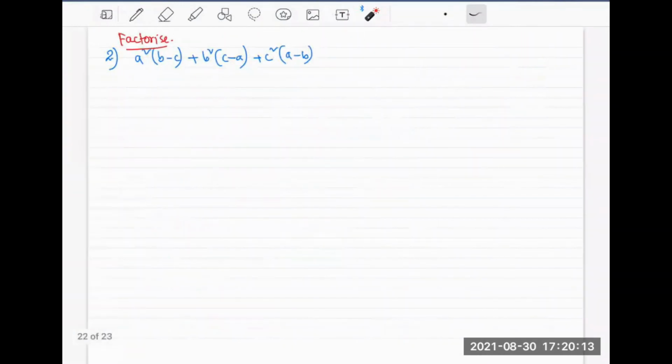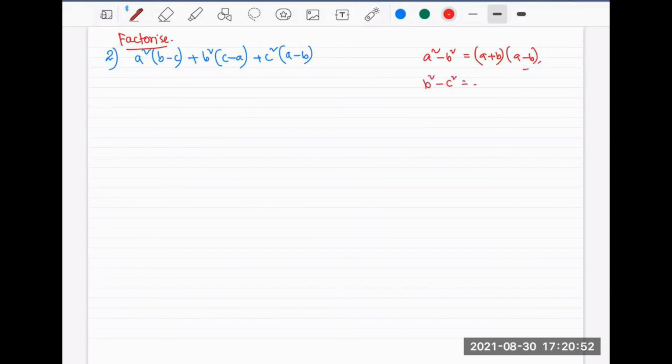Okay, let's move on to the next one. This one is slightly different. In this one, there are minus signs involved. We will use mostly the formula A square minus B square is A plus B whole bracket, A minus B. I'm writing the formula on the side, in case any of you is weak. If B square minus C square is there, I have to change the A as B and B as C. So what we obtain is B plus C whole bracket, B minus C.